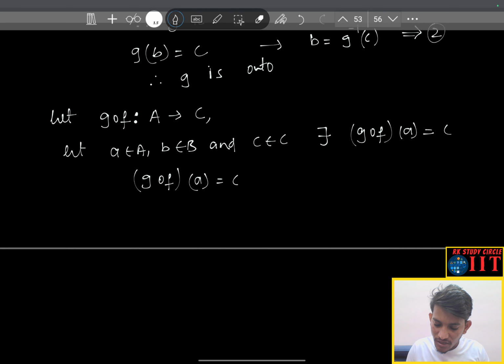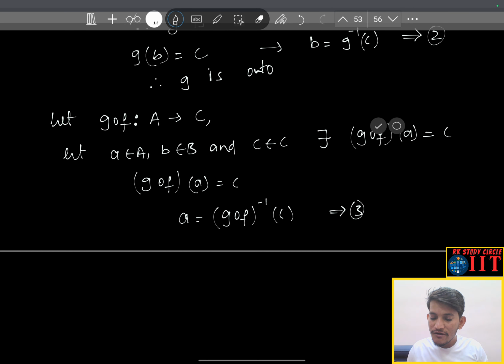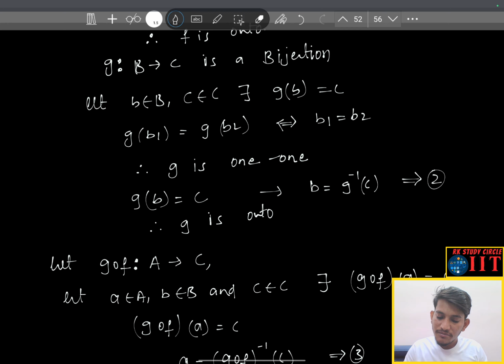So let me write a will be equal to (g∘f) whole inverse of c. Let it be equation number 3. So what can I write from here? From equation number 1.